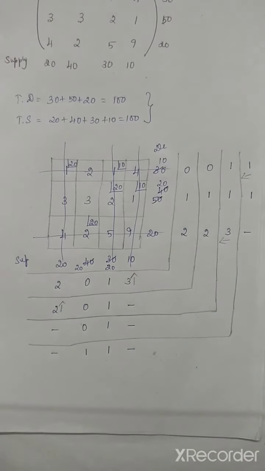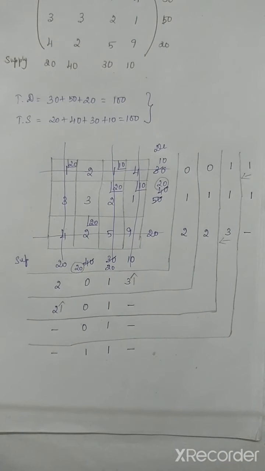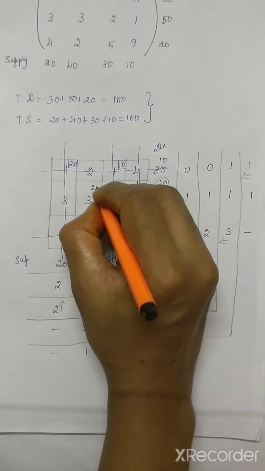In the end we have only one cell. The demand value as well as the supply value will be equal. So you have to just allocate 20 here.